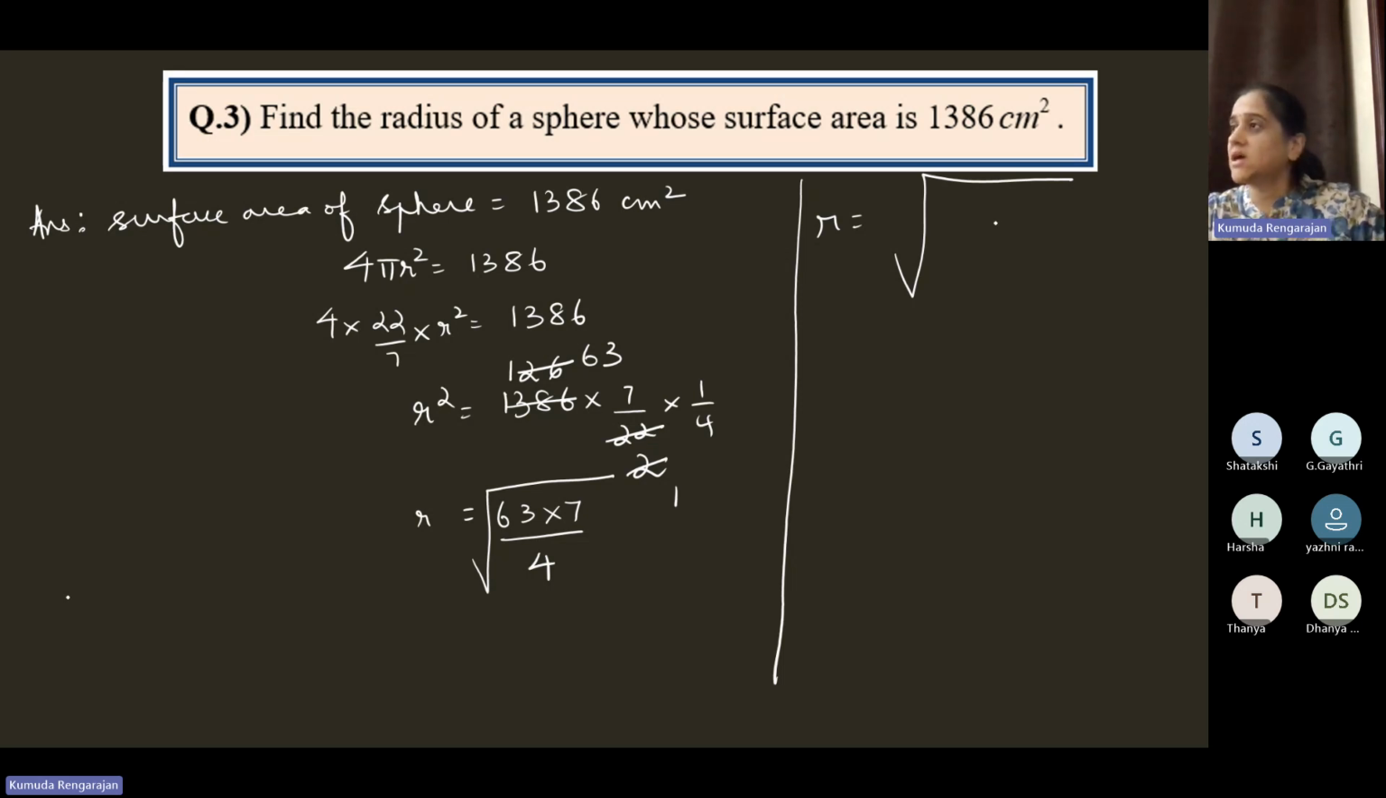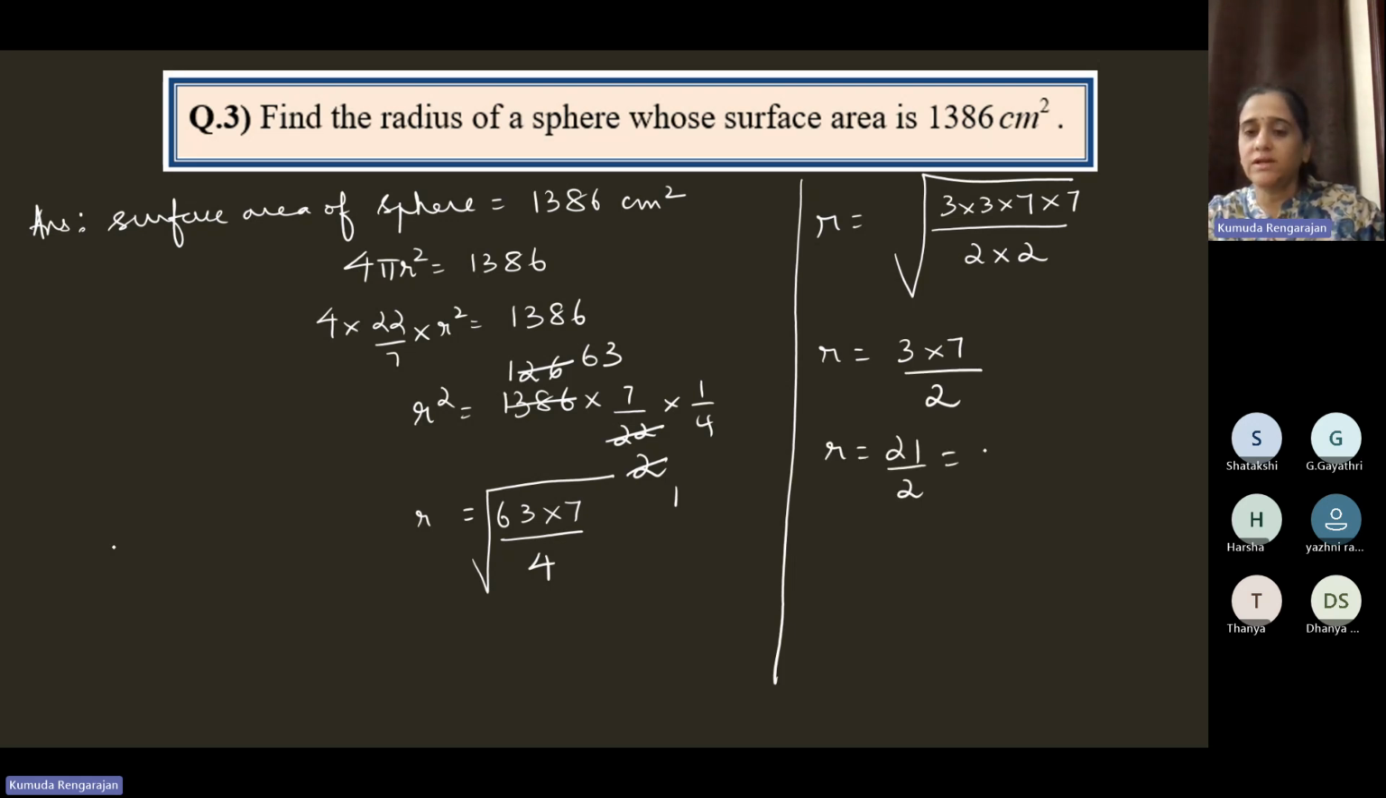Factorize 63. Break down 63 into its factors, like what we do in Heron's formula. We break down the numbers into their factors, right? So do the same thing here. 3 threes are 9, 9 sevens are 63. There's already one 7 in the numerator over 2 into 2. So R is equal to 1 3, 1 7, 1 2. So R is 21 by 2 or 10.5 centimeters.